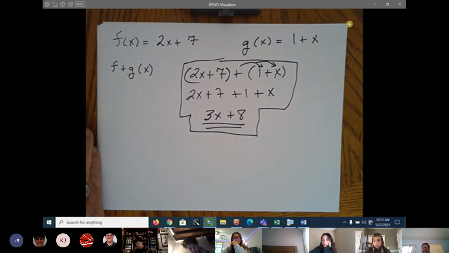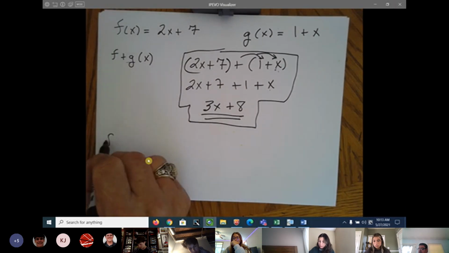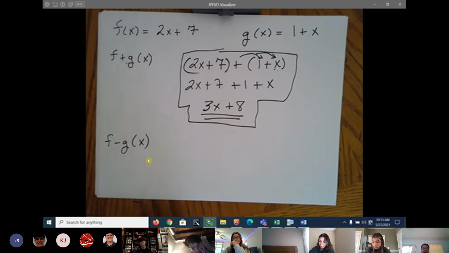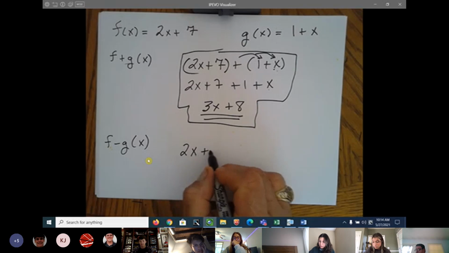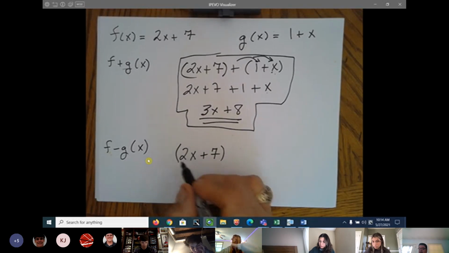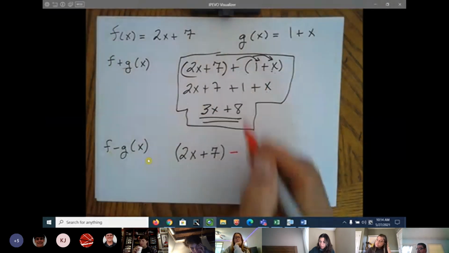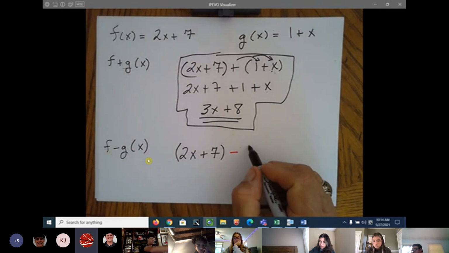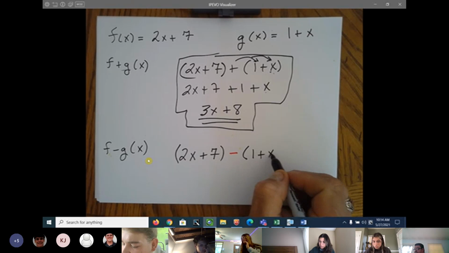Okay, subtraction. F subtract g of x. Go back to pre-algebra. 2x plus 7. And I'm going to add something, and you know I'm going to add that red negative. Why am I going to add that red negative? I didn't do that with positive. It's an essential part of the equation, because it changes the whole second part.